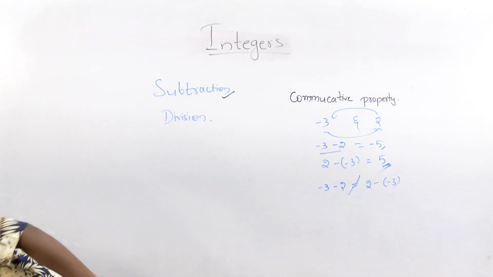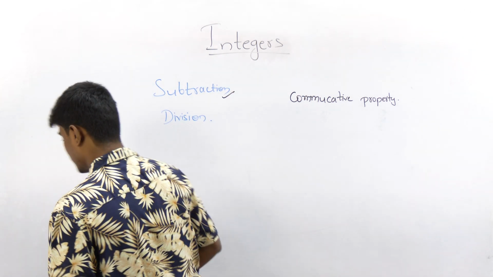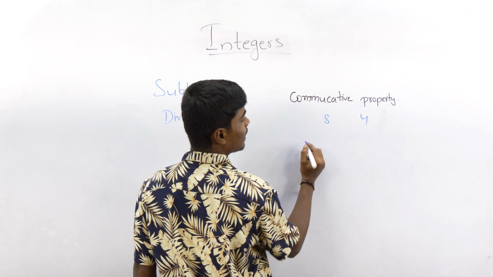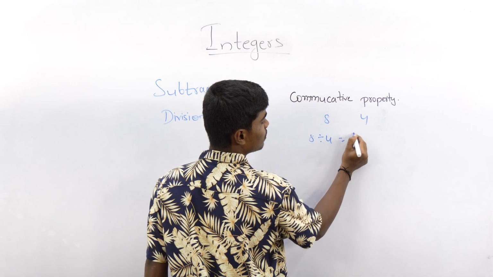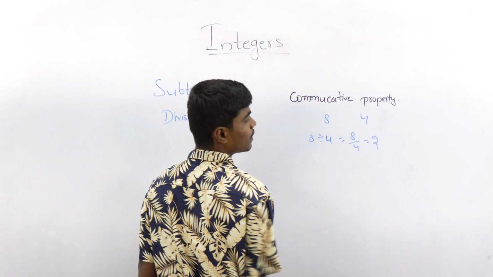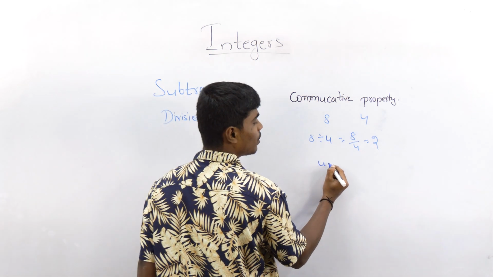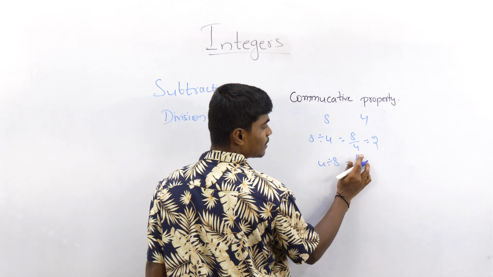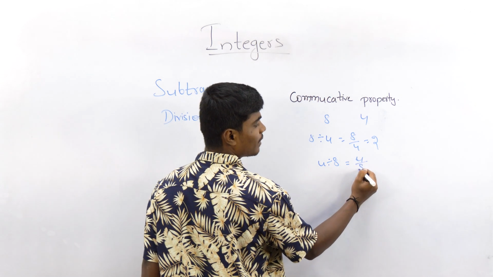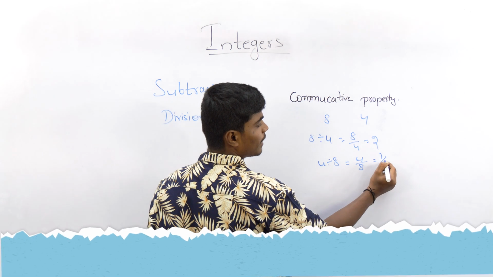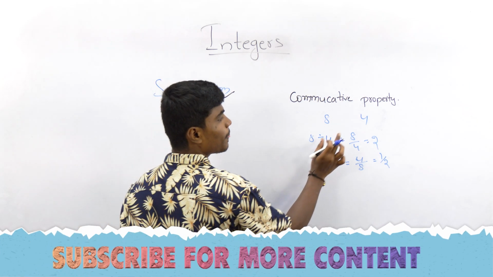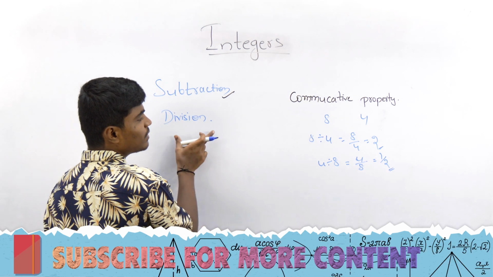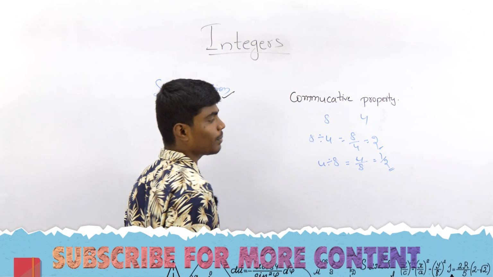Now let's check for division. Let's take two integers, 8 and 4. Now let's divide these two integers. 8 divided by 4 is 8 by 4, which is equal to 2. Now we change the order: 4 divided by 8 means 4 by 8. The answer is 1 by 2. Here if you observe, by changing the order the result is not the same. So division is also not suitable for the commutative property.